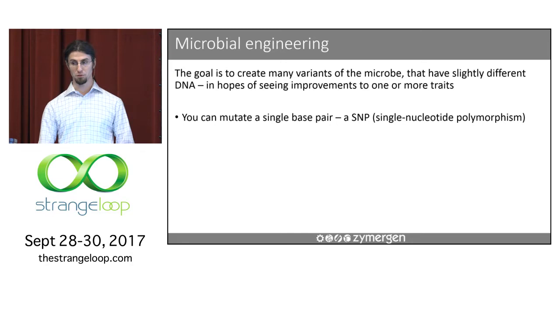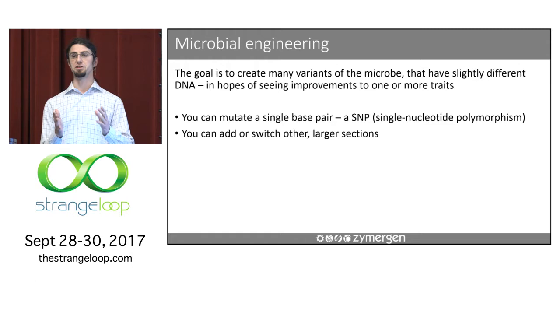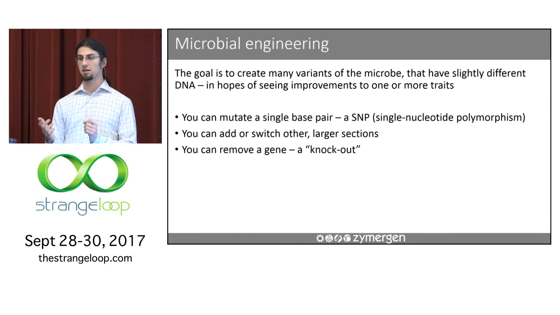We could also perform more radical changes by changing larger sections of the genome, such as some of the regulatory machinery of the genome that is not the genes. We can swap in and out different sections there. And we could also remove a gene entirely. Doing so is called creating a knockout organism, and so this can be used to shut off a behavior that we don't want, like manufacturing some other chemical as a waste product.